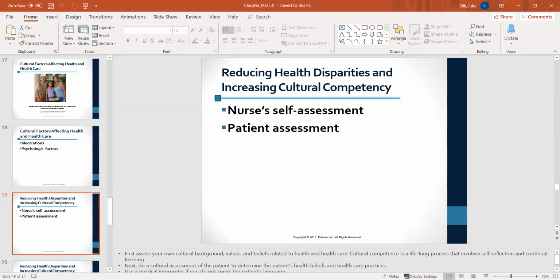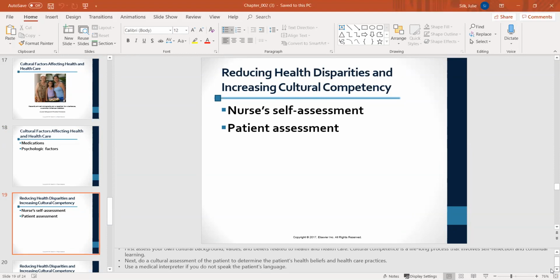All right, so with this slide, it's talking about your nurse's self-assessment and the patient assessment. So you first want to assess your own cultural background, your values, and your beliefs related to your health and healthcare. Cultural competence is a lifelong process that involves self-reflection and continual learning. So you always want to look back on your own beliefs and make sure that you're treating someone fairly. Next, do a cultural assessment of the patient to determine the patient's health beliefs and their healthcare practices. Use a medical interpreter if you do not speak the patient's language. So that's super important.